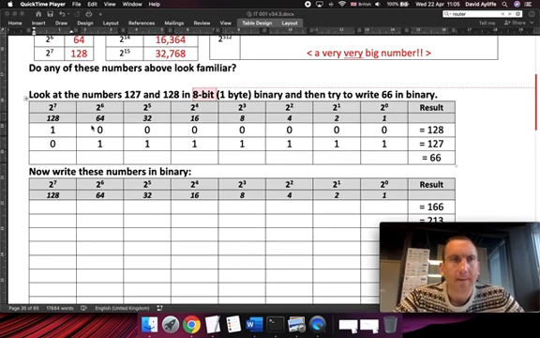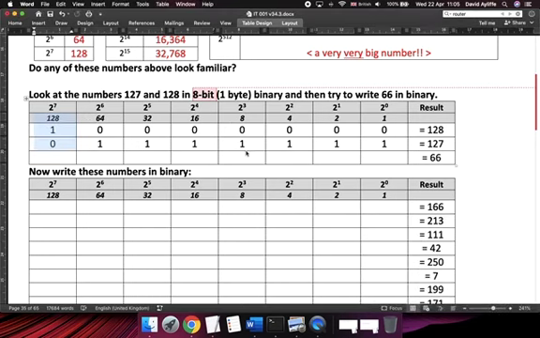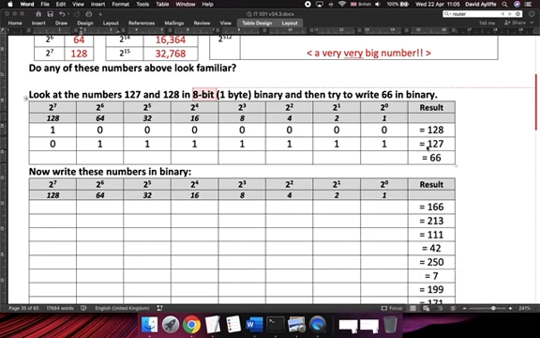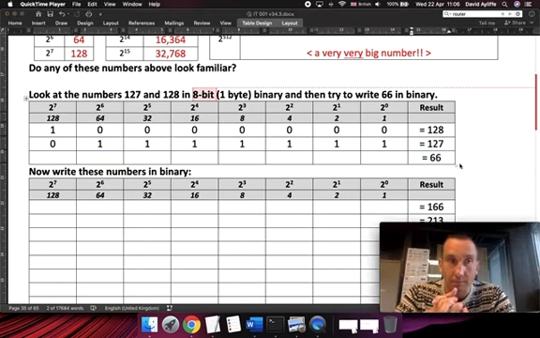127. Okay, so we have a 1, a 1 for 2, a 1 for 4, a 1 for 8, a 1 for 16, a 1 for 32, a 1 for 64. And if we add all of these together, if we add 64 plus 32 plus 16 plus 8 plus 4 plus 2 plus 1, then we get the number 127, which is 1 less than 128, which is shown here.